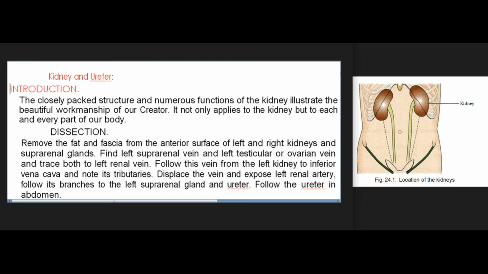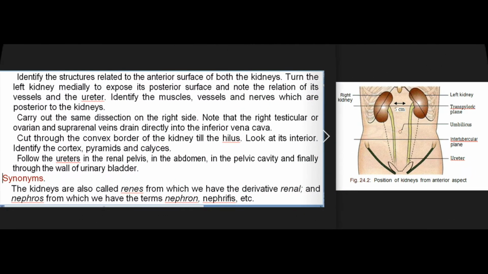Follow the ureter in abdomen. Identify the structures related to the anterior surface of both the kidneys. Turn the left kidney medially to expose its posterior surface and note the relation of its vessels and the ureter. Identify the muscles, vessels, and nerves which are posterior to the kidneys.